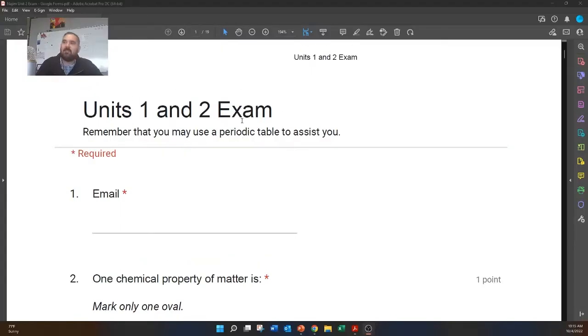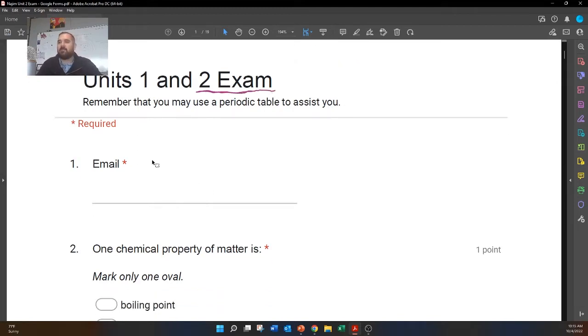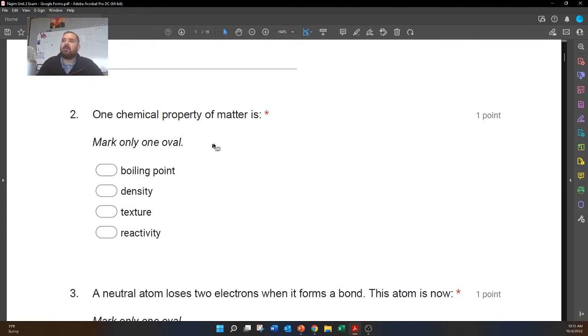So this exam says units 1 and 2, but this review goes over mostly unit 1. Hold on one second. Yeah, this goes over mostly unit 2. This exam is going to have just a little bit of unit 1 questions, just to make sure that it's a formative assessment, which means it goes over everything. So let's go ahead and go through these.